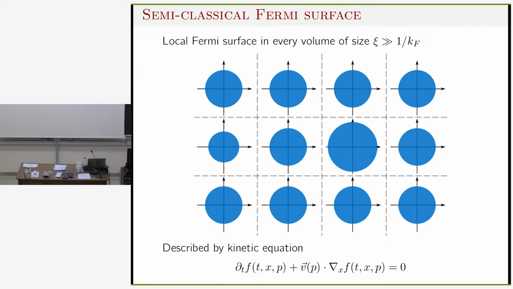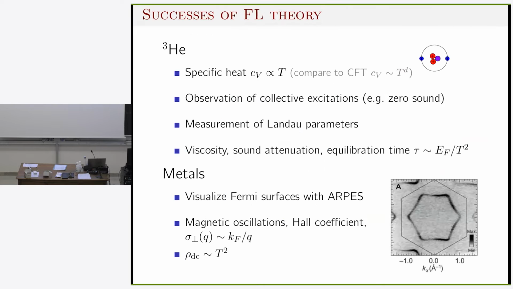So this was all for free fermions, but Landau's genius step almost a century ago was to realize that interactions don't change this picture too much. There's a right-hand side, kind of collision terms, that we can now think of as Wilsonian coefficients that are called Landau parameters, but the degree of freedom in interacting Fermi liquids is still essentially the same. So Landau's theory of Fermi liquids is extremely successful.